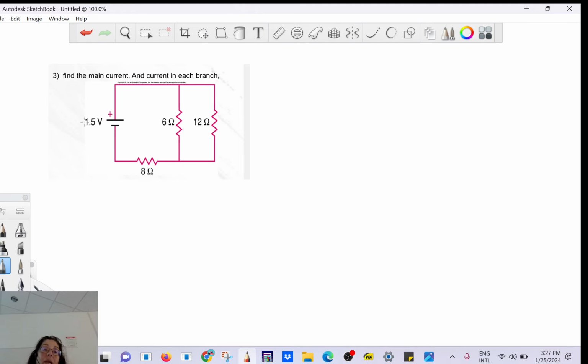Okay, let's do it this way. You take a walk, you start from here, okay? So you have 1.5 volt. Boom, boom, boom, boom. Okay. What's happening here? See, you follow along.